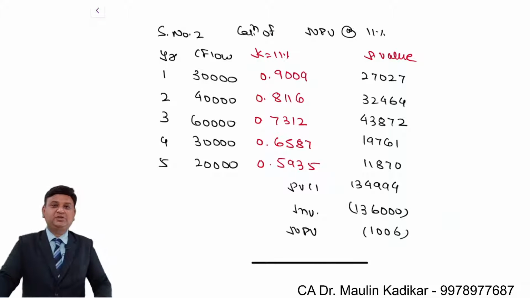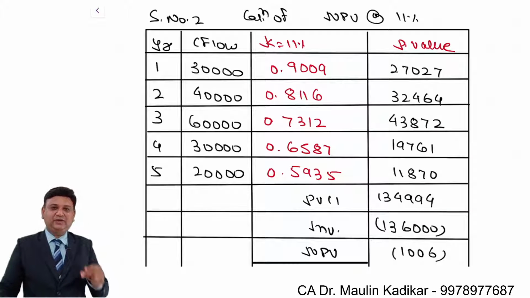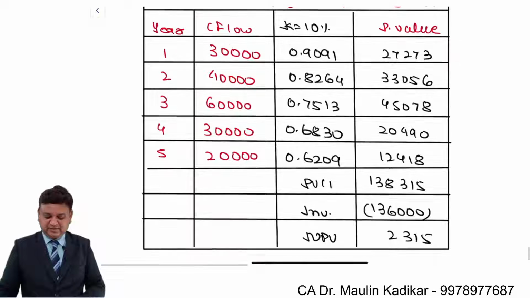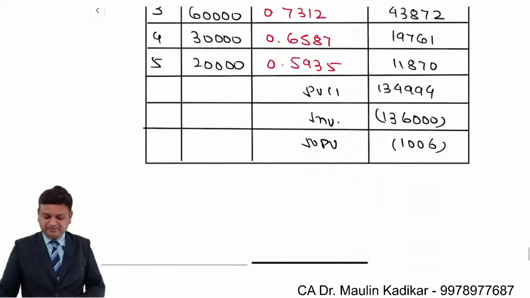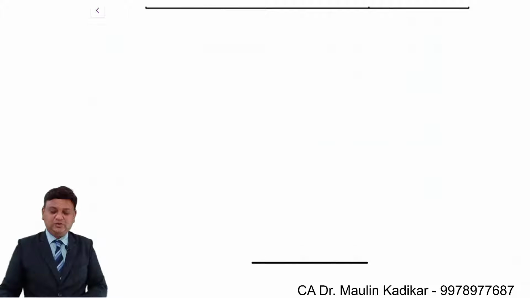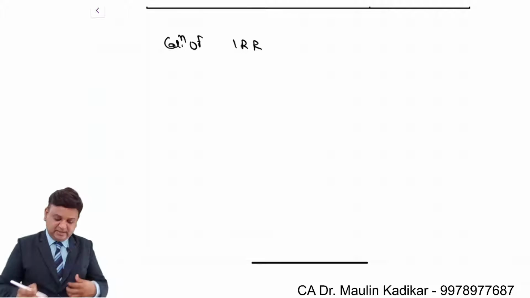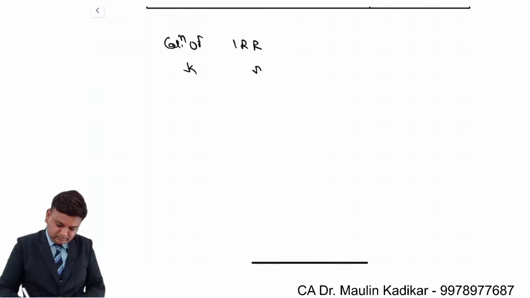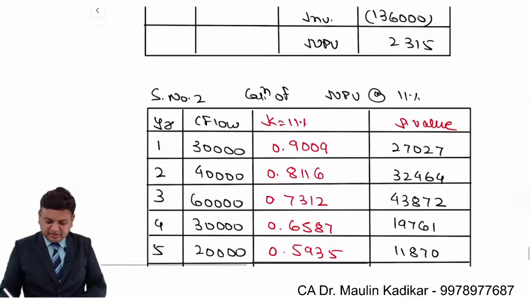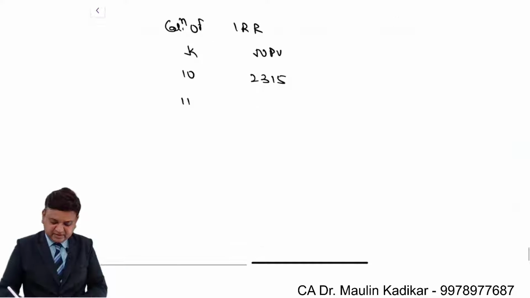Now we will do interpolation of 10 and 11. So let us see friends. Now at 10% we have found positive NPV, at 11% negative NPV. So now we will do interpolation for IRR calculation, and fortunately the difference is also within 3%. So calculation of IRR: 10% and 11%, these two rates are to be interpolated. 2,315 positive and 1,006 negative.